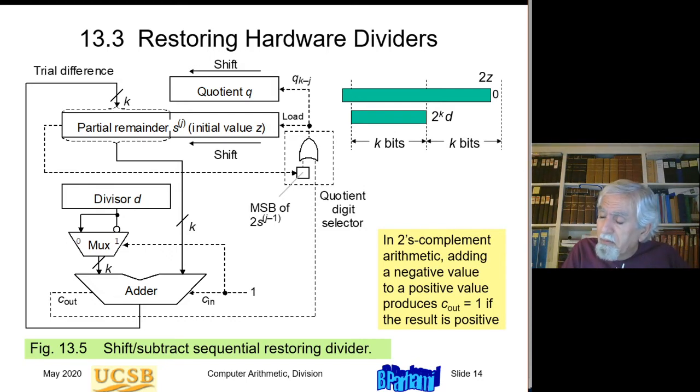So the first item of business in hardware implementation is to implement that basic division algorithm. And this is known as a restoring hardware divider design. Remember that initially Z is shifted to the left, and then 2 to the k times D is subtracted from it.